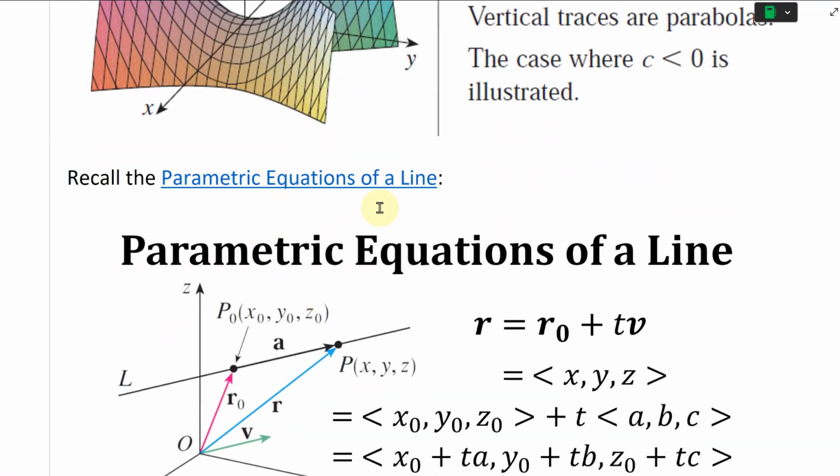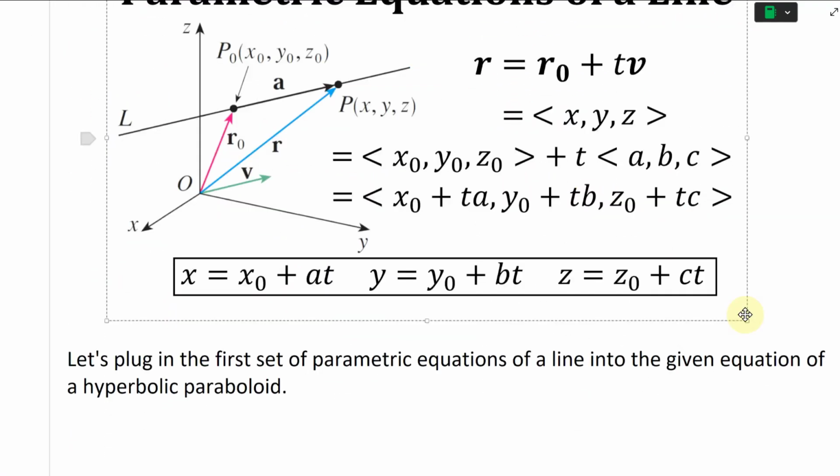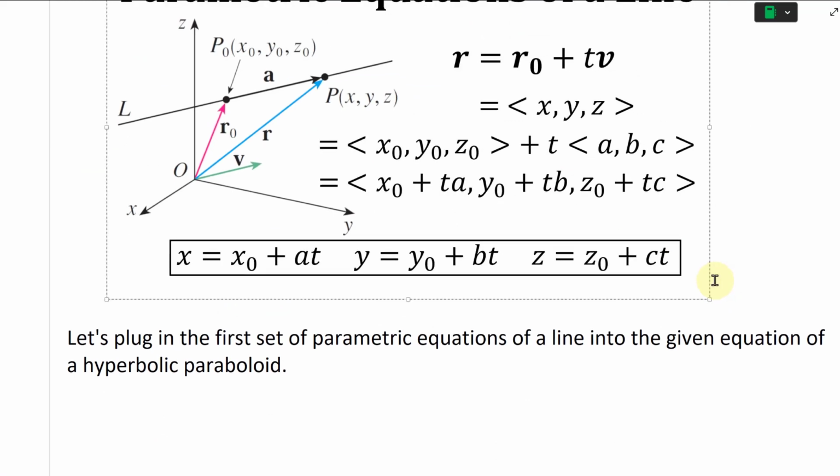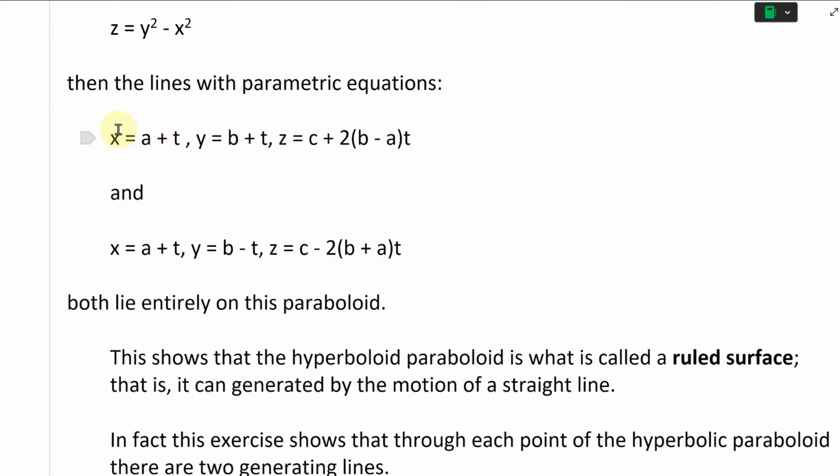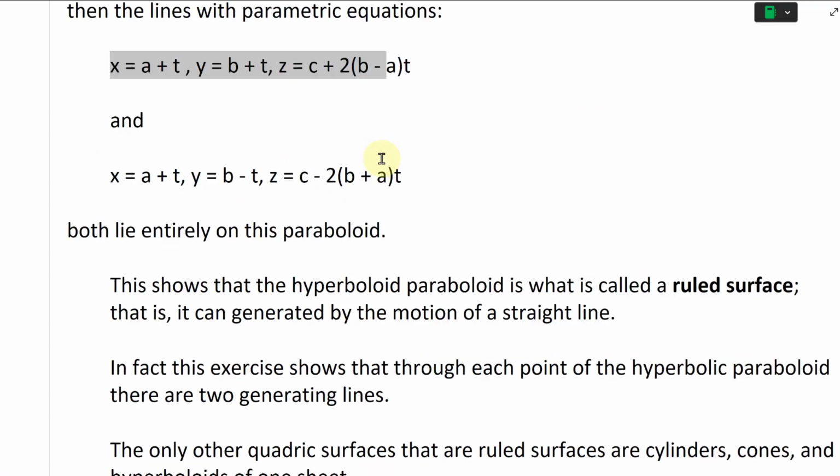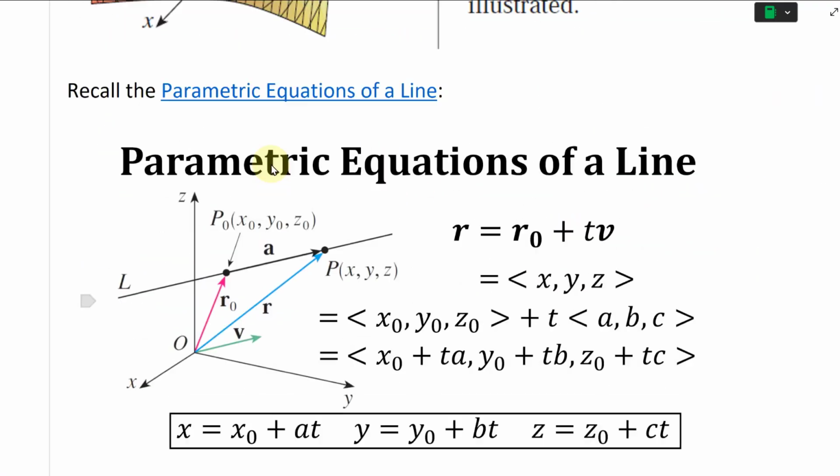Anyways, so recall the parametric equations of a line. Just to recall it, because we're given parametric equations, x equals x naught plus at, y equals that. So recall what they were from my earlier video. Here's a link to it. Here's a thumbnail. Pretty much explains what it is.